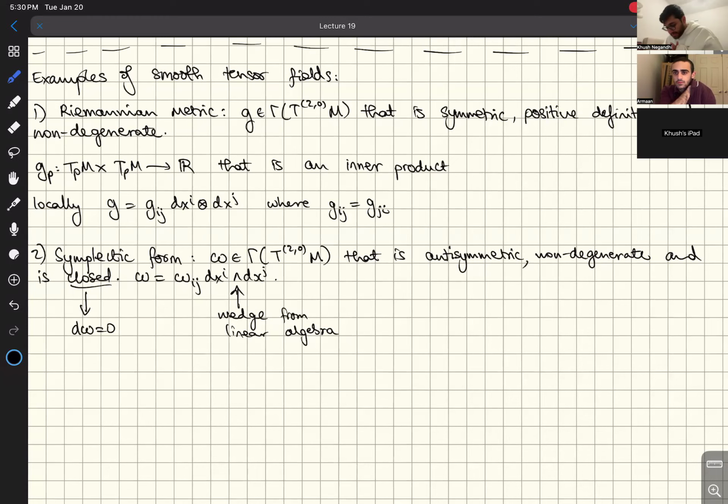So that's there for now. On Saturday, like I said, we'll mainly talk about vector fields. We'll keep differential forms out of it for a bit. And yeah, do you have any final questions?